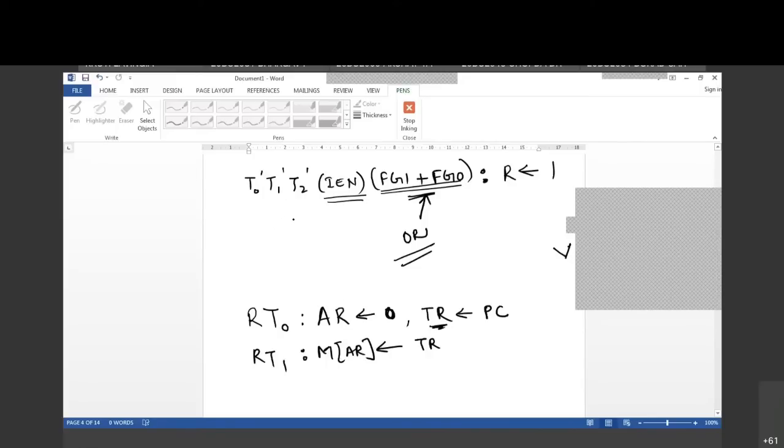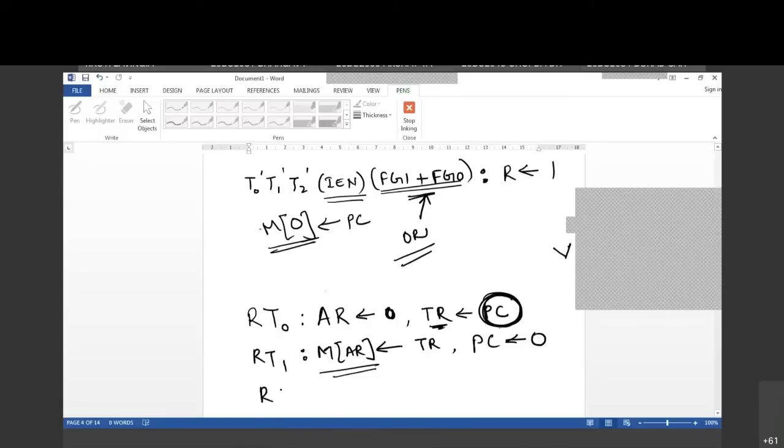Actually, what we are doing is only this: at location 0, store the value of PC. That is, you are storing the return address. At M of AR, this is our return address. This return address we are storing in M of 0, and then in PC we will store 0, because we want to jump to that particular location.